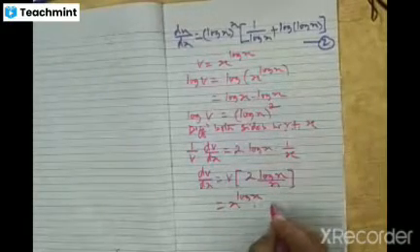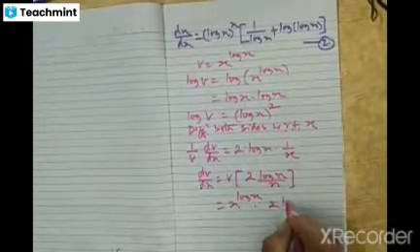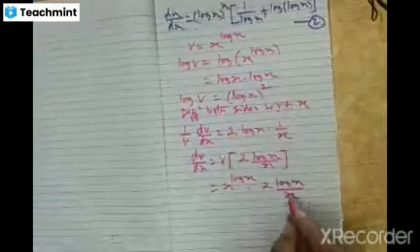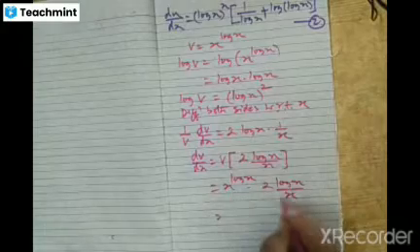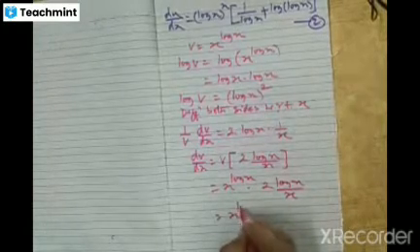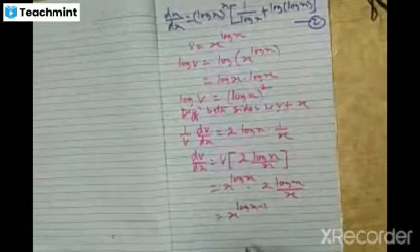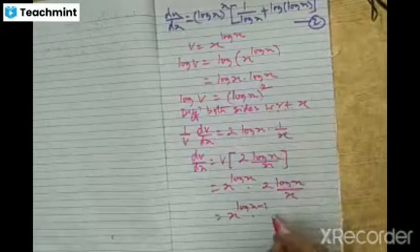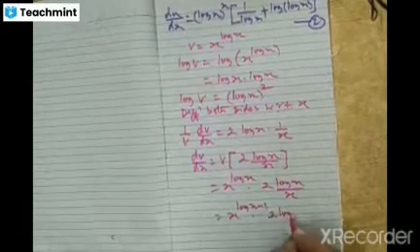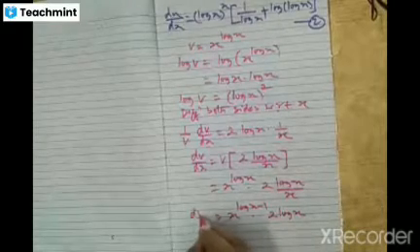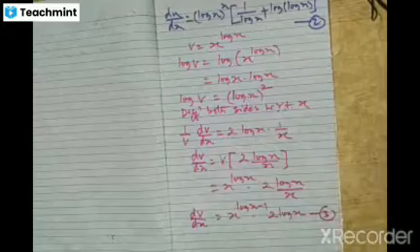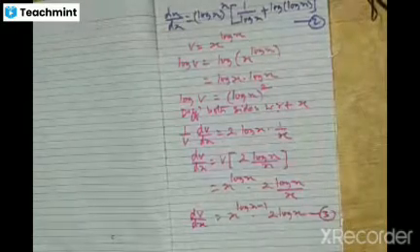So x^(log x) into 2 into log x by x. If you want, you can simplify this further. x^(log x) by x is x^(log x - 1), correct? Into 2 log x, or you can also write it as (log x)^2. 2 log x, I'll write that as it is. Okay, take this as equation 3.